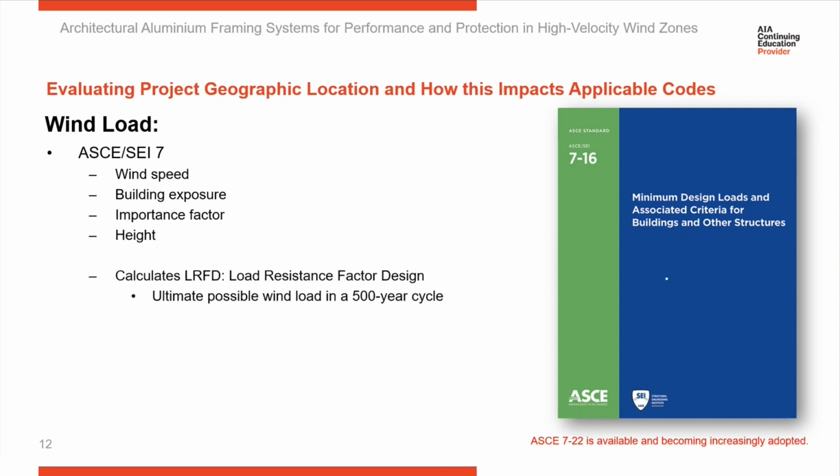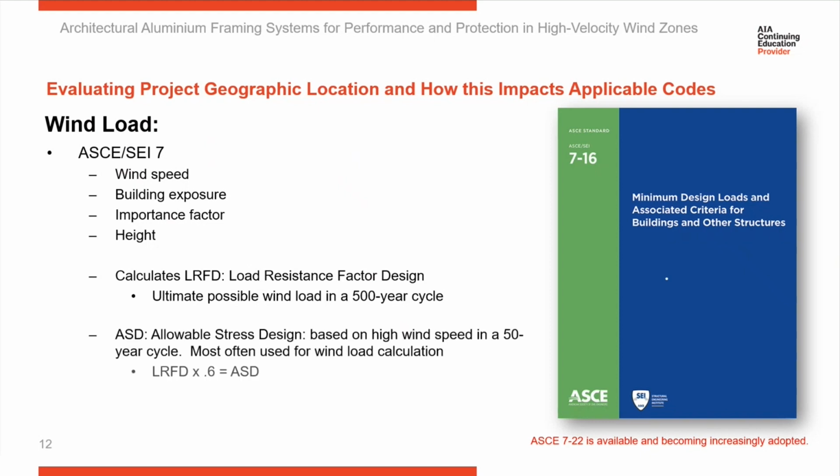Once you run it through ASCE 7, ASCE 7 is going to generate two different types of component and cladding charts. The first one is what we call LRFD, or load resistance factor design. And this is your wind speed or wind loads based upon a 500-year cycle of what the ultimate highest wind speed could be in a 500-year cycle.